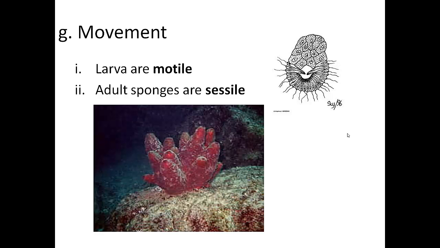Movement. Two words that are going to keep coming up, and we've had them already: motile and sessile. Larvae are motile, meaning they are able to move, and I remember that because M is for moving. Adult sponges, once that little larva sets down wherever it's going to grow up, become sessile. It's stuck. It cannot move.